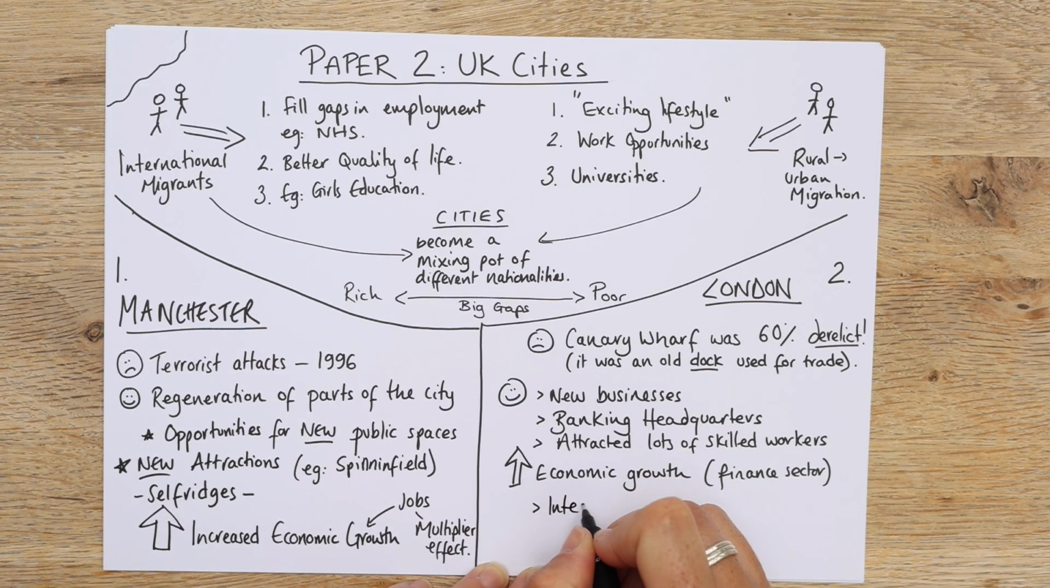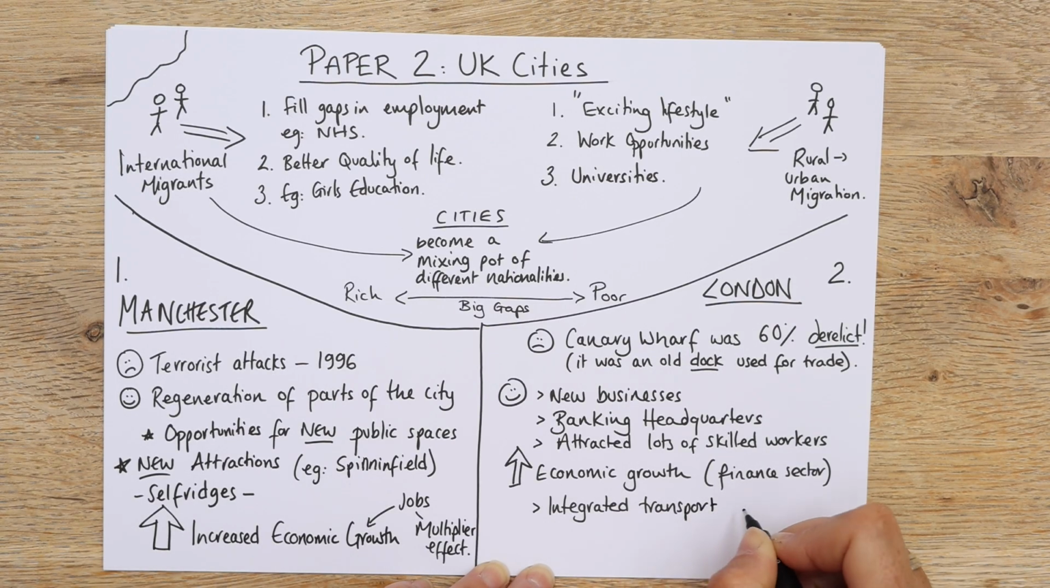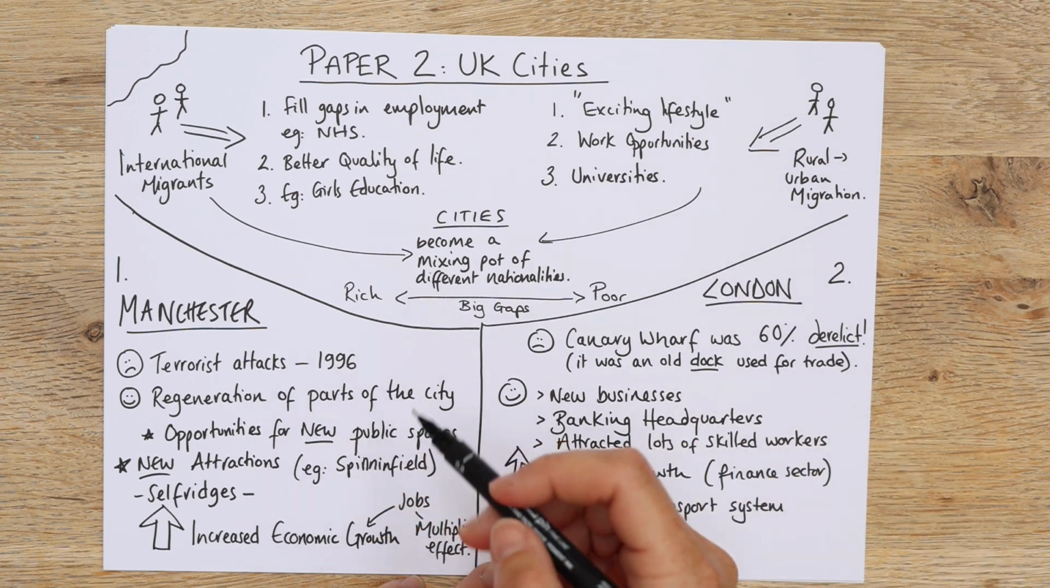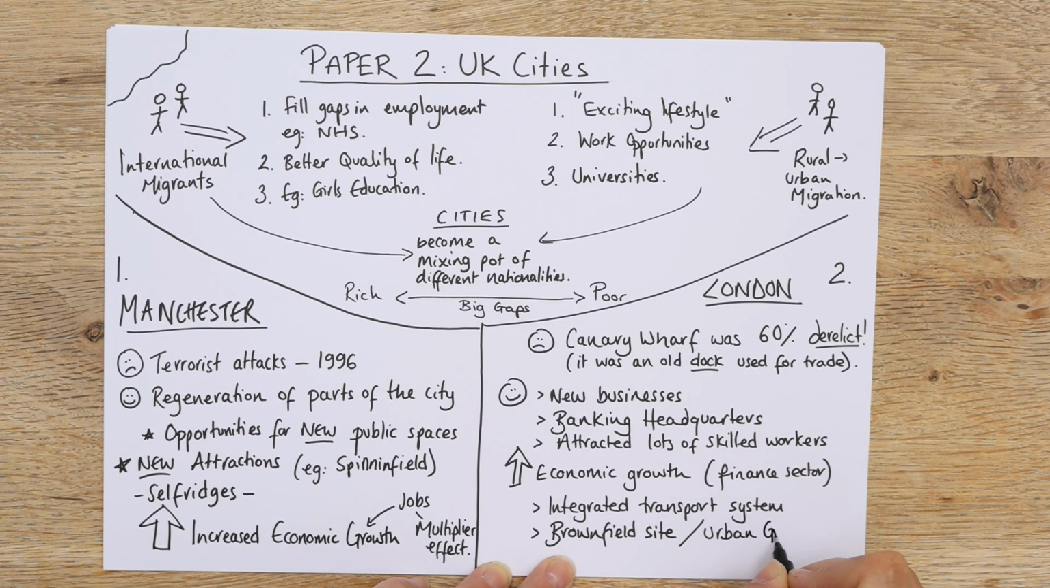They've put in something called an integrated transport system, which does encourage use of public transport. And it was a brownfield site, much like in Manchester. So they're improving an area that was already built on and not using greenfield, which is brilliant. And what they've done, I'll put that, it's a brownfield site, and they've done lots of urban greening there too, to improve the environment. So I'll stop there.